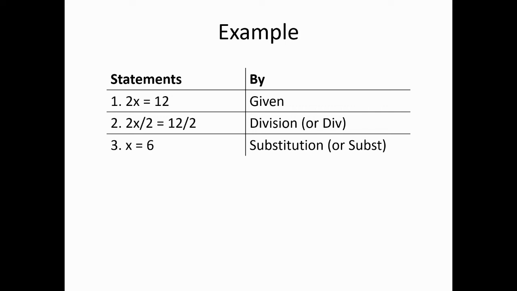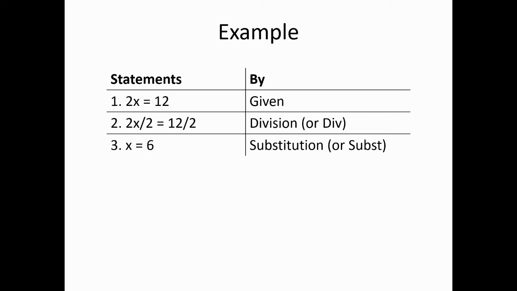So our initial statement is 2x = 12, and that's simply the given. So you don't ask where that comes from. I provide that to you, and then we work with that. And then notice what happens on line number 2. We took the statement that was on line number 1 and divided both sides by 2. So 2x = 12 became 2x/2 = 12/2. So line number 2 came from line number 1 by division, or if you like, DIV.